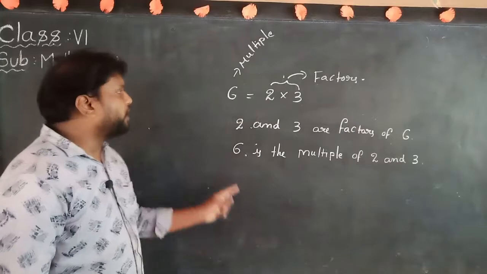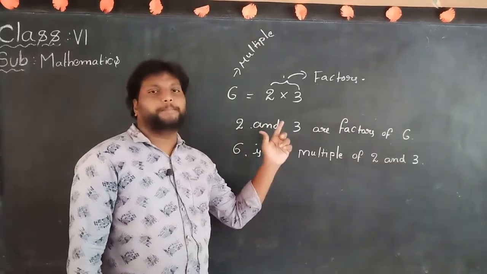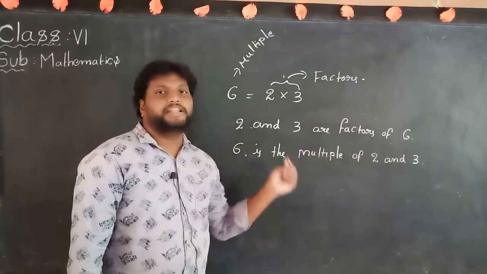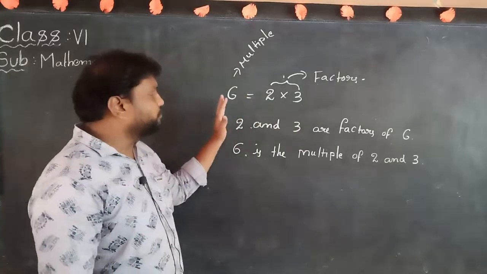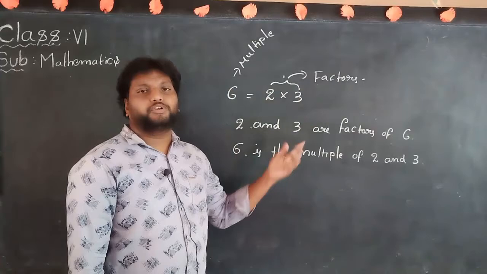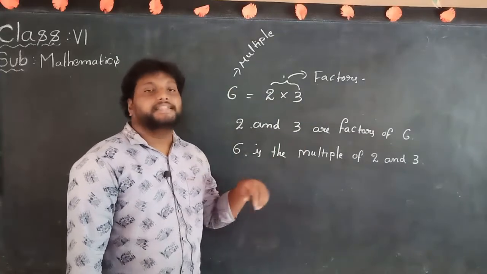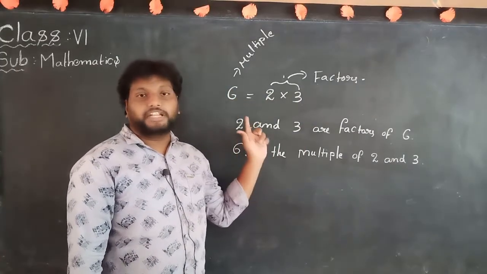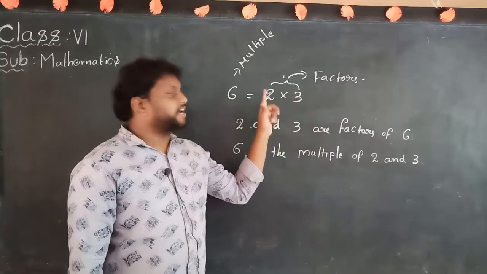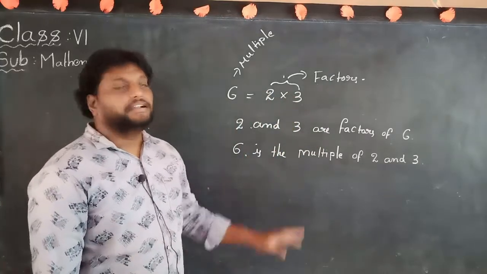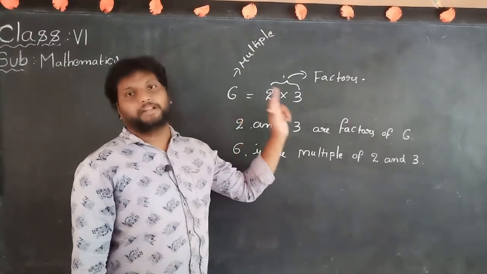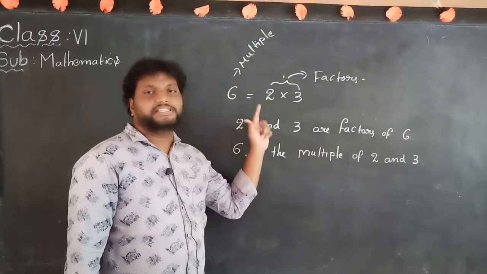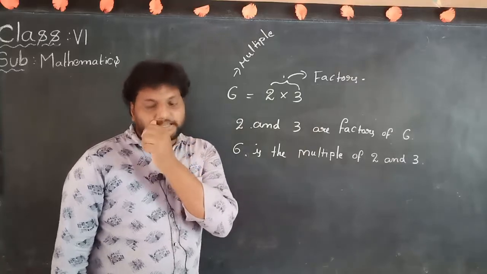Any number we can write as the product of two numbers or three numbers. Each number is a factor of the given number. Then the given number is a multiple of each and every one of those product numbers. For example, 6 is a multiple of 2, 6 is a multiple of 3, 2 is a factor of 6, 3 is also a factor of 6.